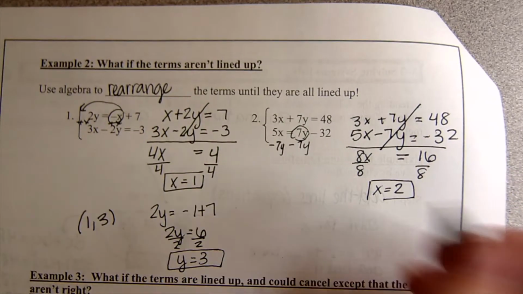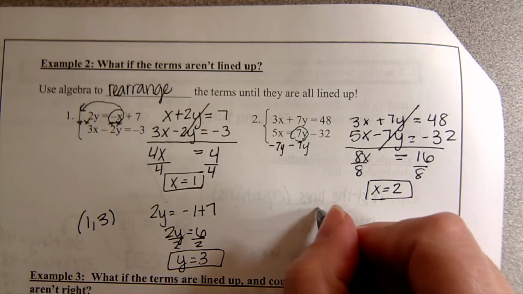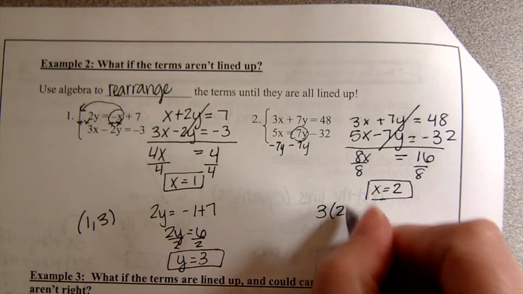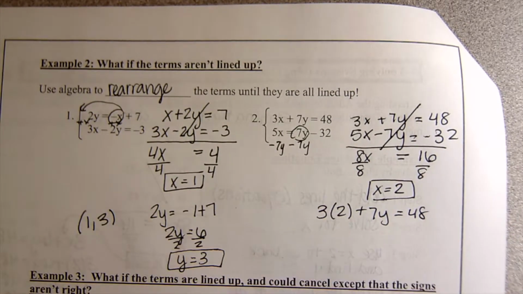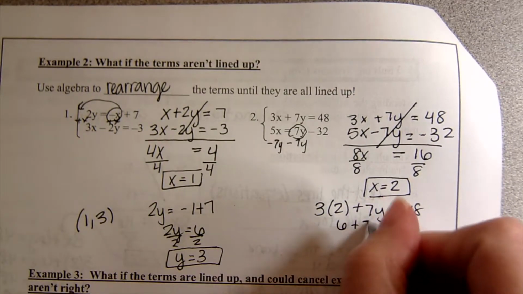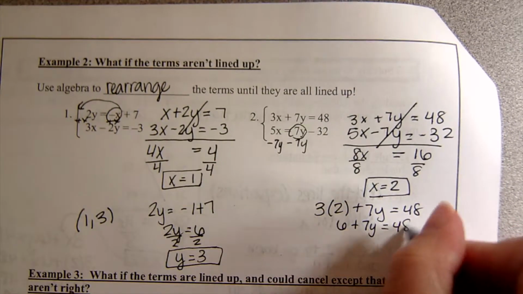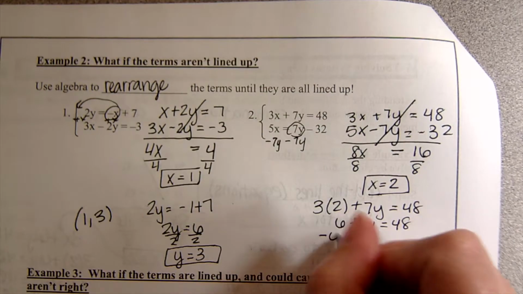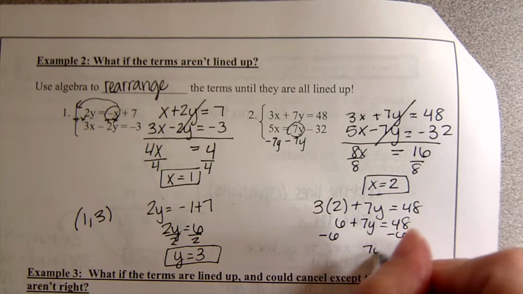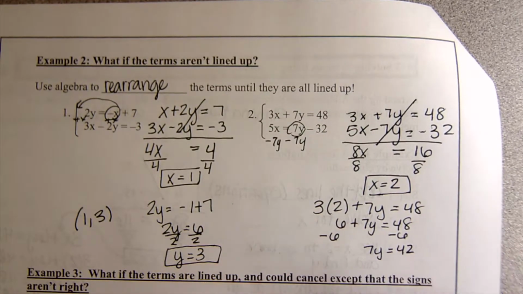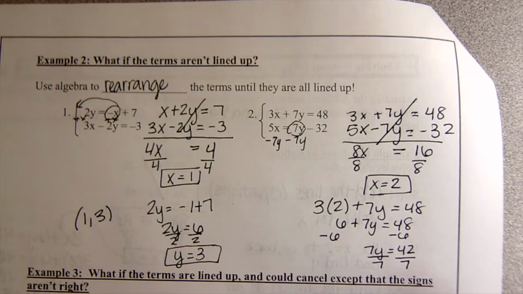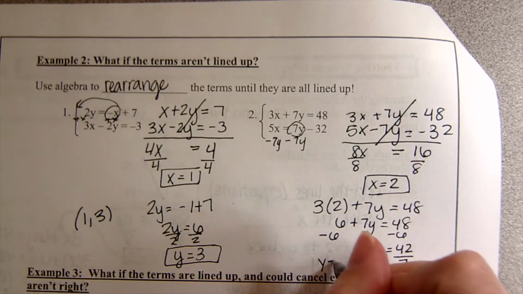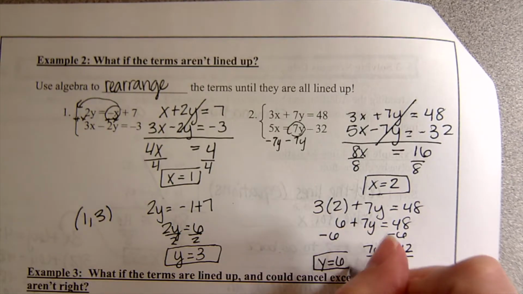Then go ahead and plug that back into one of the equations. I'm going to plug it into the first one. 3 times 2 plus 7y equals 48. So 6 plus 7y equals 48. Subtract 6 from both sides. 7y equals 42. And divide both sides by 7. So y equals 6.